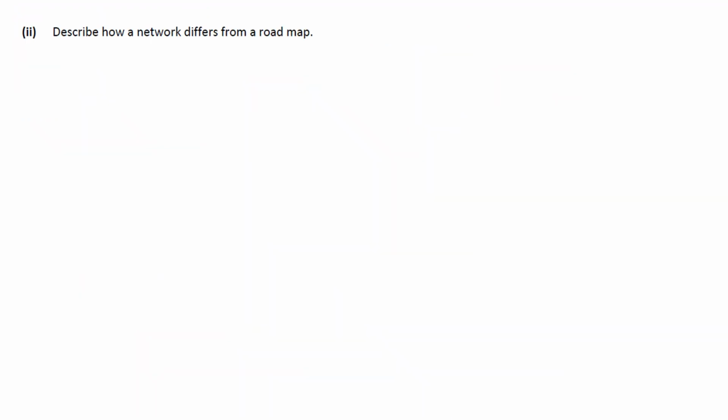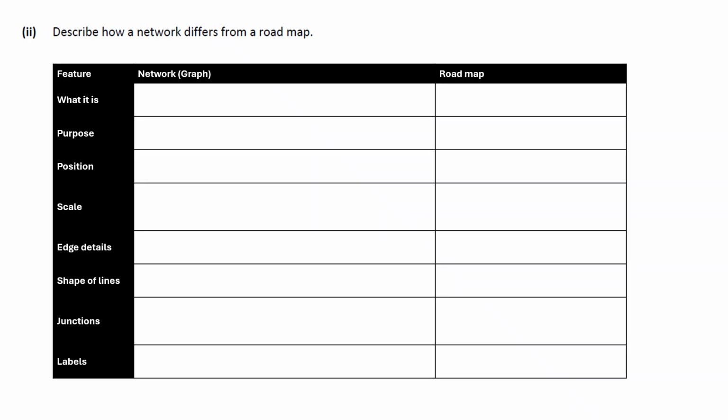61 kilometers. So part two asks us to describe how a network differs from a road map. So I'm just going to give you a big table here just to really compare and contrast what a network is versus a map. And what we're really seeing in this 2025 paper overall is an emphasis on students understanding what they're doing and what things are, as opposed to just blindly doing processes.